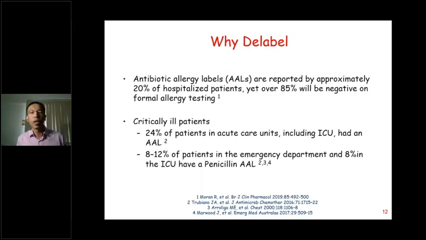So why delabel? Antibiotic allergy labels are reported, if you look at the literature, in up to about 20% of hospitalized patients. Yet, if you do a systematic allergy test on these patients, you will find that about 85% of them will be negative after formal testing. So among critically ill patients, up to about 25% of patients in acute care units, including intensive care units, will tend to have an antibiotic allergy label. And up to about 12% of patients in the emergency departments and about 10% in the ICU have a label of a penicillin antibiotic drug allergy.